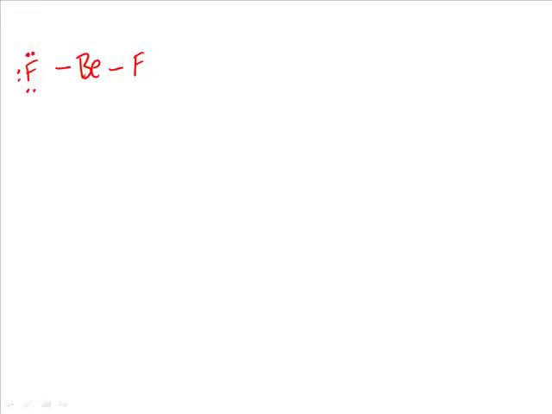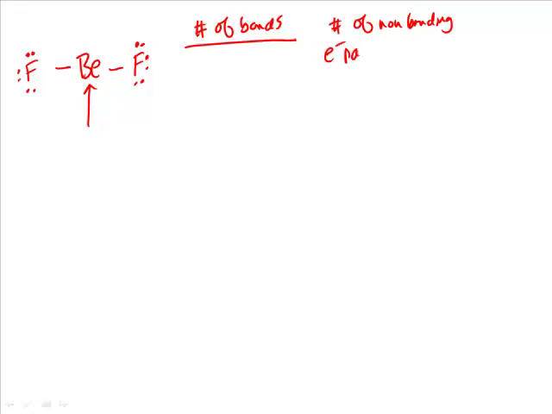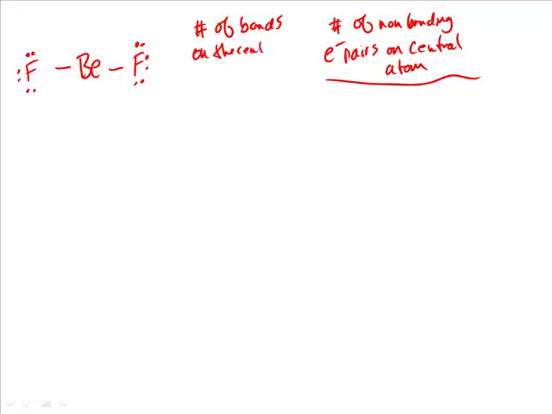The way that you would look at this is, we're only looking at the central atom first of all, and we're looking at the number of bonds, and the number of non-bonding electron pairs on the central atom. So it's the number of bonds on the central atom, and the number of non-bonding electron pairs on the central atom.